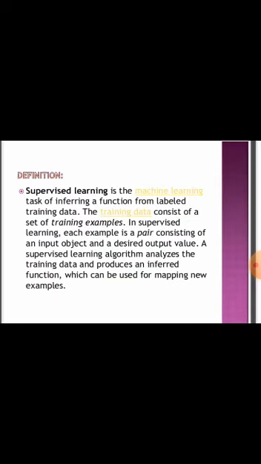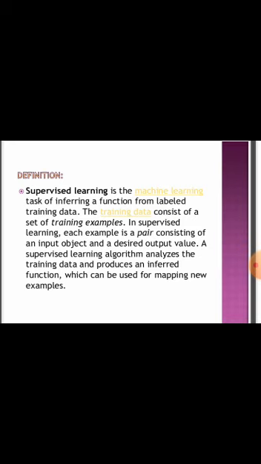My presentation is on supervised learning, classification, regression and types of regression. First, we know what supervised learning is. Supervised learning is the machine learning task of inferring a function from labeled training data. The training data consists of a set of training examples. In supervised learning, each example is a pair consisting of an input object and a desired output value.